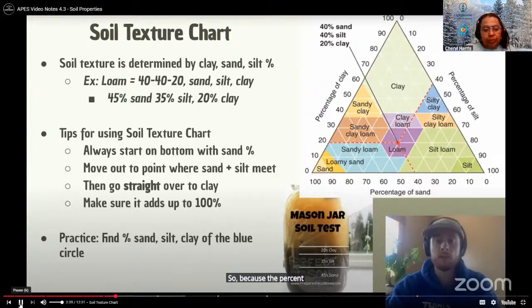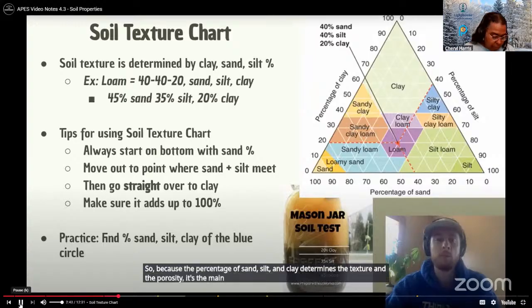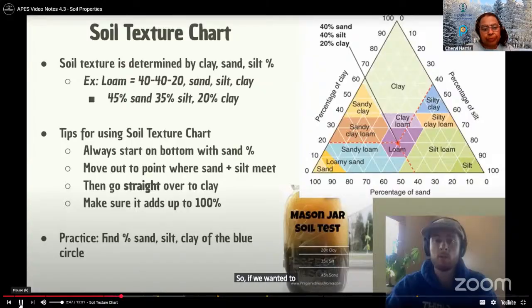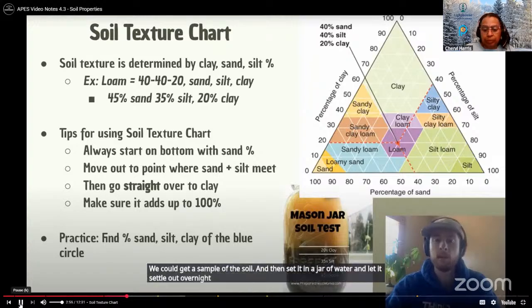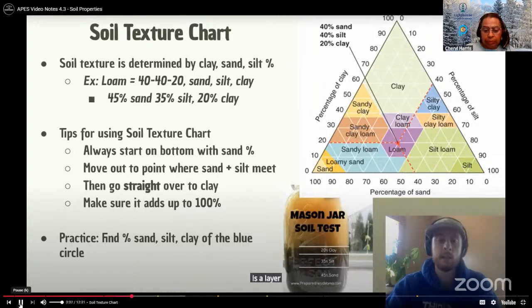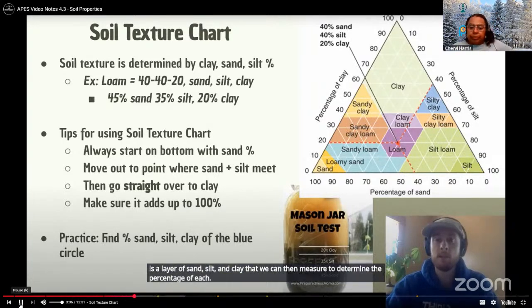So because the percentage of sand, silt, and clay determines the texture and the porosity, it's the main way that we classify different types of soil. So if we wanted to calculate the texture of a soil sample, we could get a sample of the soil and then set it in a jar of water and let it settle out overnight. Because the different particles have different densities, what we'll be left with in the morning is a layer of sand, silt, and clay that we can then measure to determine the percentage of each.